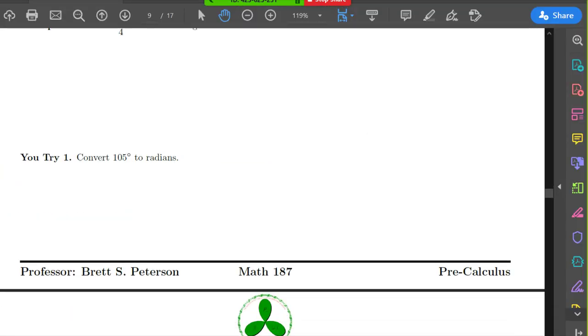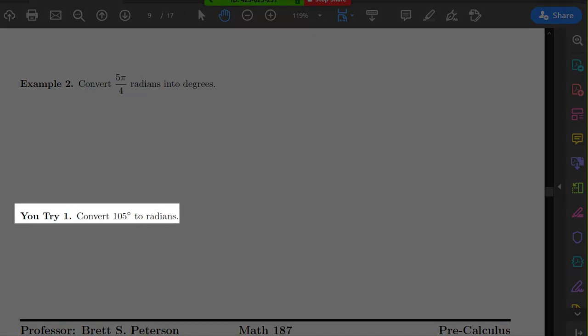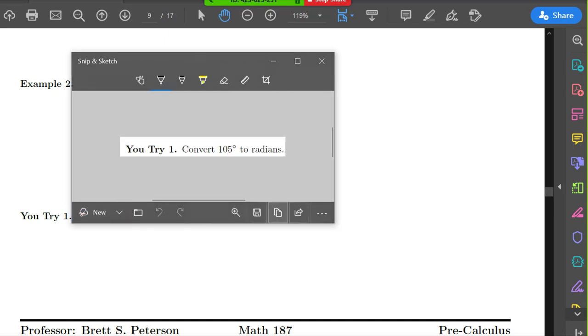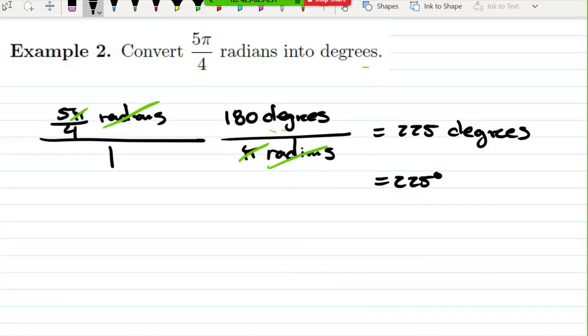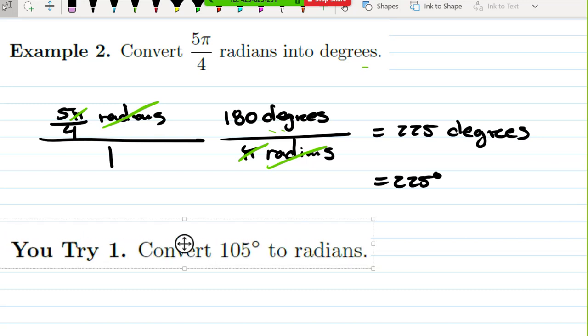All right, so now it's your turn. I would like for you guys to convert 105 degrees into radians, and I would like you to do it using this conversion factor.